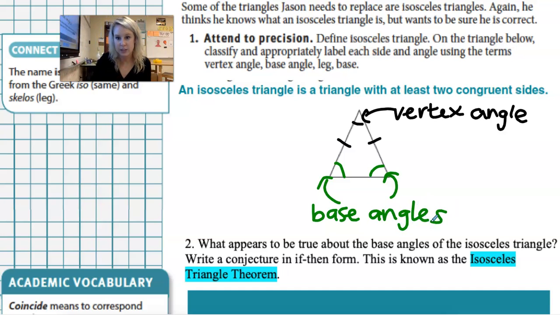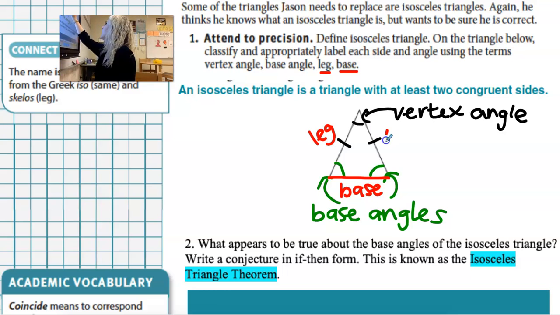Okay, so in an isosceles triangle, the two bottom ones are your base angles, and then the tippy top where the two congruent sides meet is called the vertex angle. Okay, let's label our sides now. So we have legs and we have bases. The bottom one is your base, and then the two tick-marked sides are going to be your legs. So leg and your leg. Okay. So that is an isosceles triangle and all the vocabulary words that you need to know, okay? Let me know if you have any questions on that.